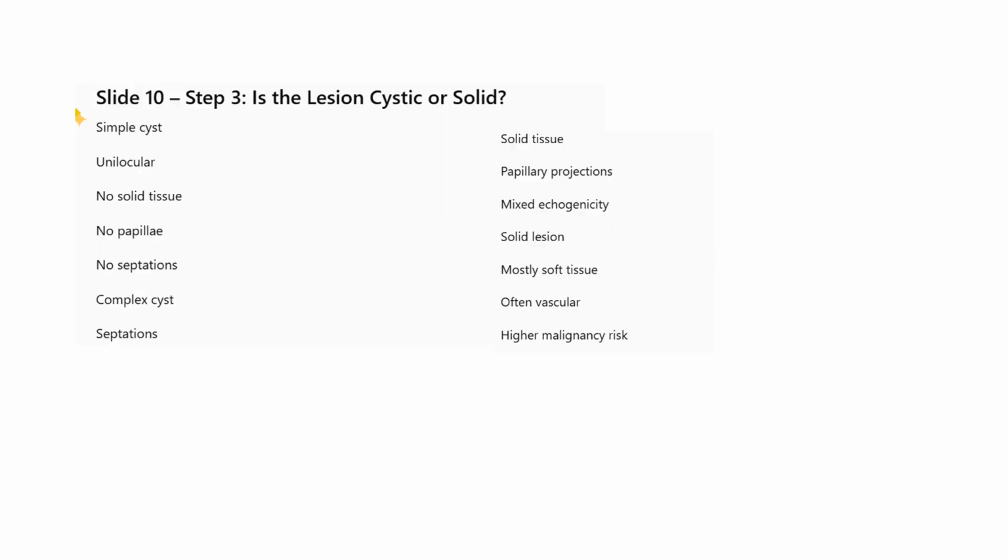Then step 3: is the lesion cystic or solid? A simple cyst is unilocular, with no solid tissue, no papillae, and no septations. A complex cyst has septations. A solid lesion has solid tissue, papillary projections, mixed echogenicity, mostly soft tissue, and is often vascular with higher malignant risk.